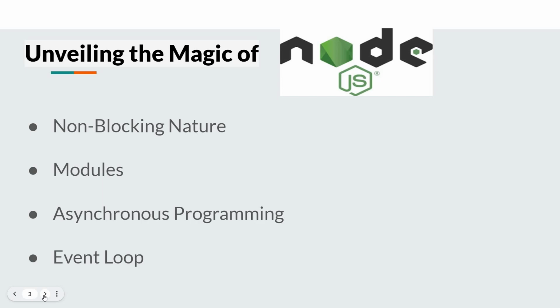Event loop. The event loop is the core of Node.js. It continuously checks for new events such as an incoming request and executes their associated callbacks, making Node.js well suited for handling real-time applications. Now let's talk about the use cases of Node.js.